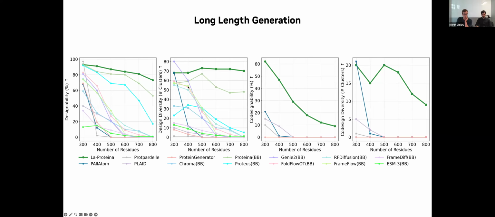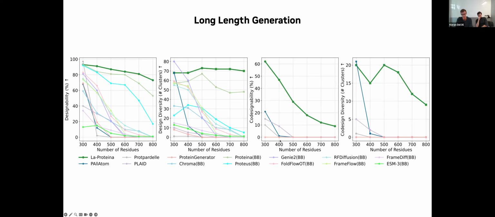And we can see on the left, if you focus on backbone, we have a lot more baselines, like Proteus, FrameDiff, and others, but they all kind of collapse at some point, around 600, 700, for sure at 800. Whereas Proteina was, I think, one of the first that stayed quite performant until quite long lengths. And we actually improve on this with La-Proteina, meaning the all-atom modeling helps even your backbones themselves, which is kind of nice, both in designability and diversity.